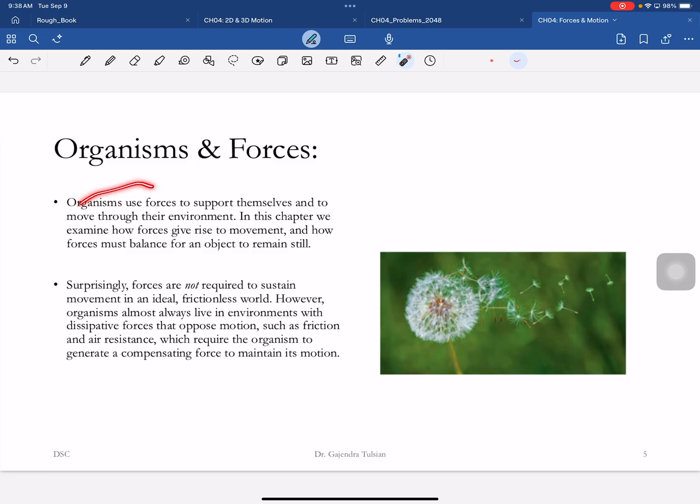So organisms use forces to support themselves and to move through their environment. For instance, I'm standing on the floor here. Gravity is pulling me down. Why am I not going through the earth? Because the earth is pulling me down, so I'm pushing down on the floor, and the floor is pushing me up. Okay?